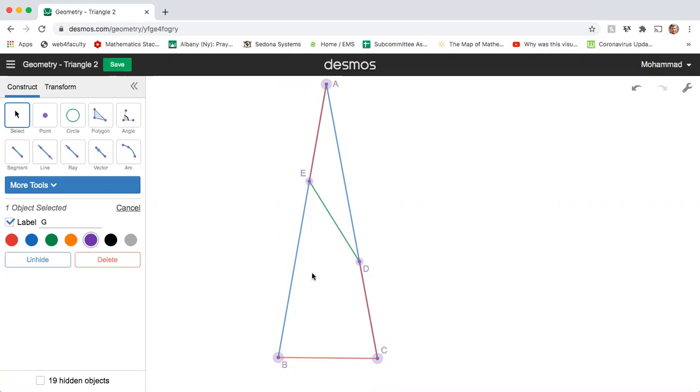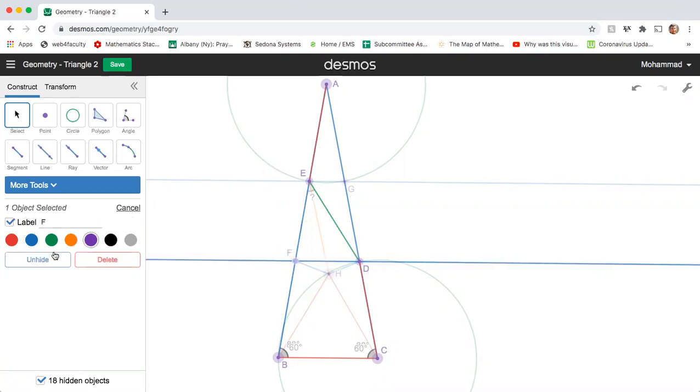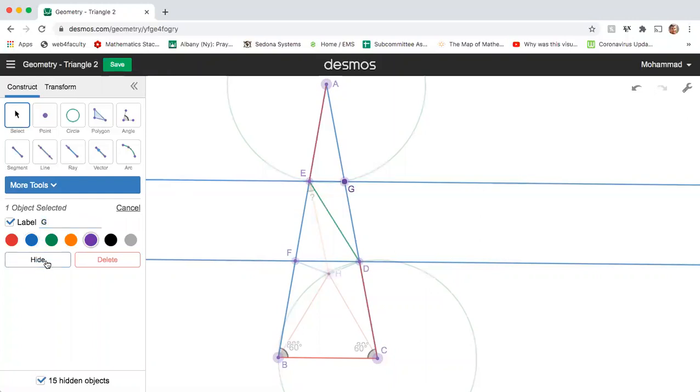So we'll go ahead and draw a line parallel to BC through D. Call the intersection of that line with the side AC, point F. Also draw a parallel line through E with the line BC. And call the intersection of that line with the side AC, point G.